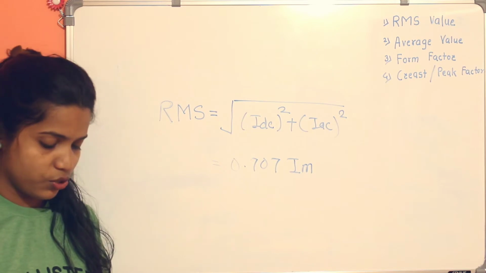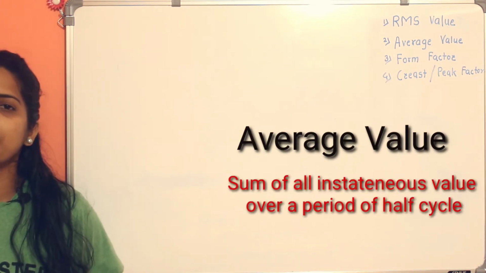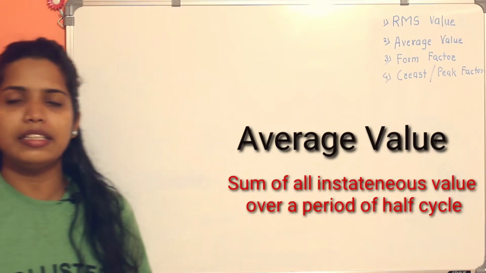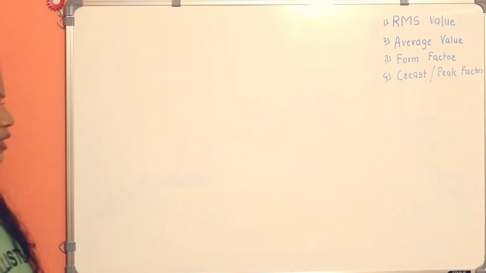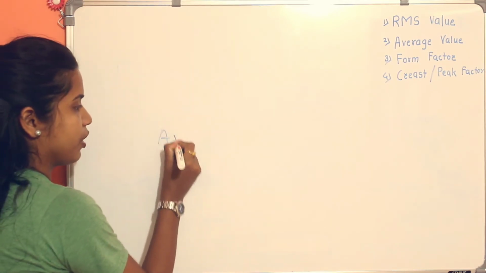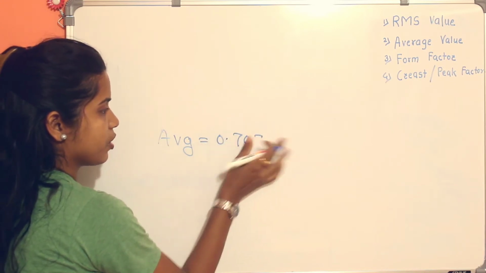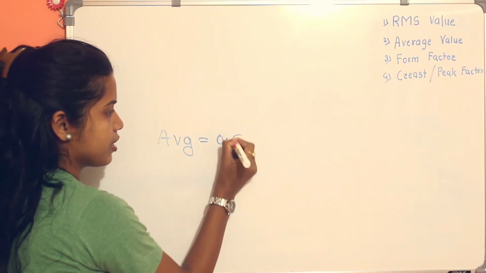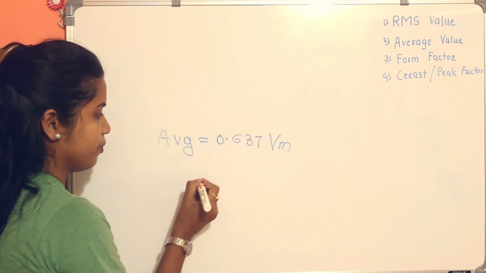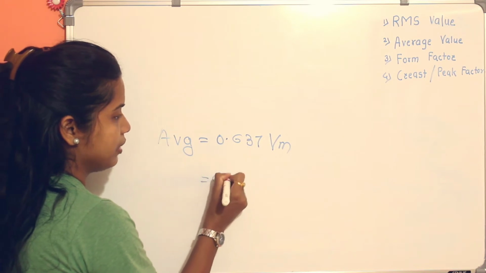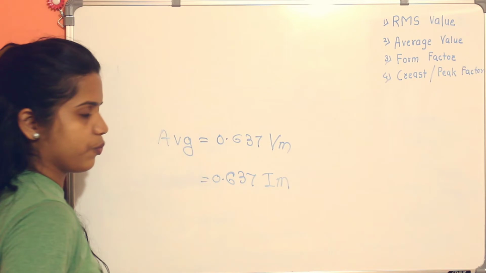Next is average value. The definition of average value is the sum of, or addition of, all the instantaneous values over a period of half cycle. It is also represented as: average value is equal to 0.637 into Vm if it is for a voltage waveform, and 0.637 into Im if it is for a current waveform.